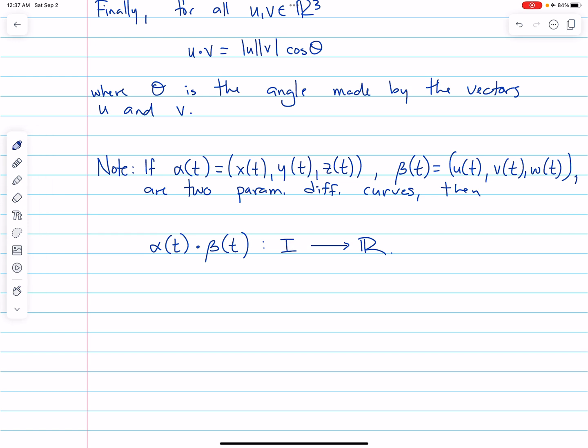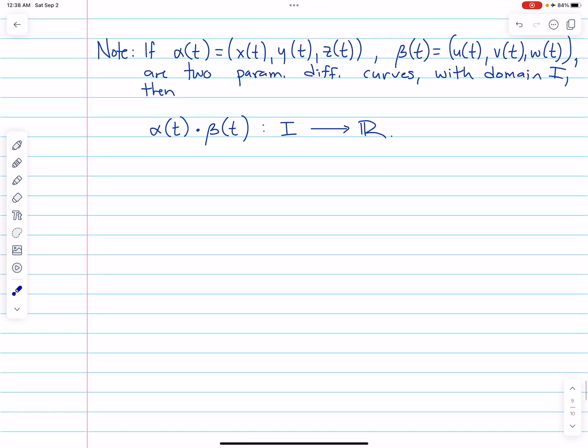So the point is that both of these are functions from the interval I into the reals. Maybe I should have said something like, these are two parameterized differentiable curves with domain equal to I. Then we can take the dot product of both of these curves at any point we want, and for each point in I, we get two vectors in R3, and we take the dot product of those. That's going to give us a real number. So this is just a real valued function on the interval, so we can take the derivative.